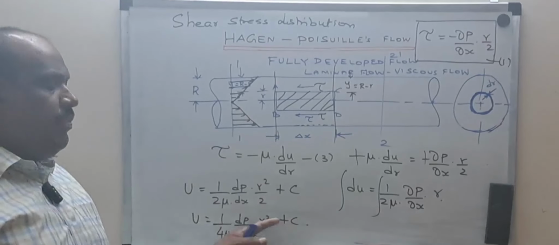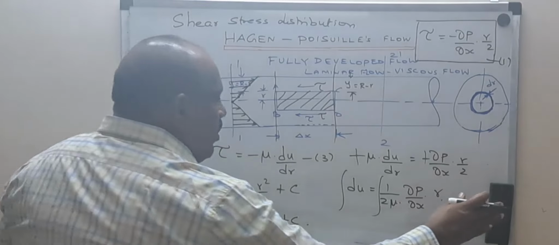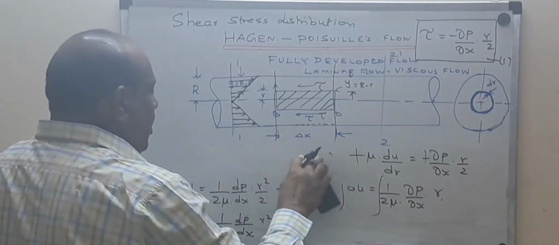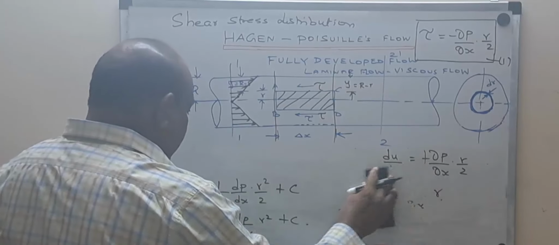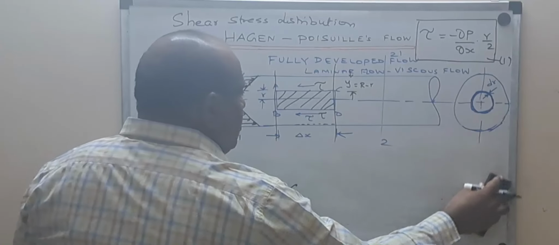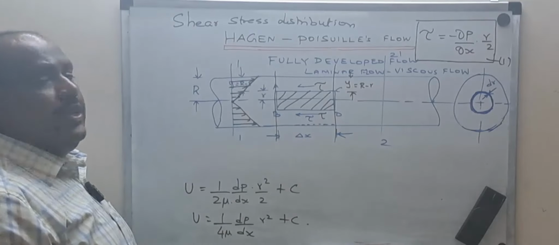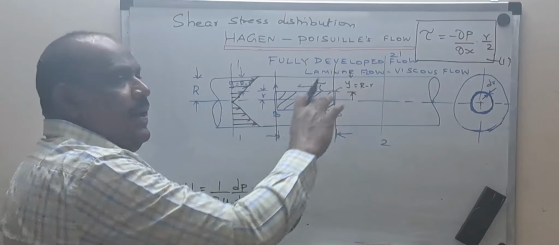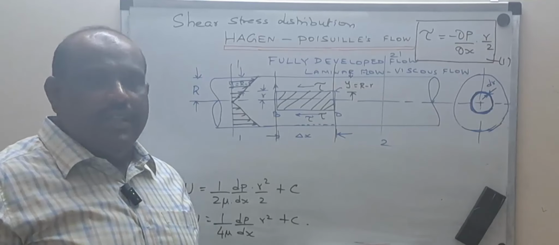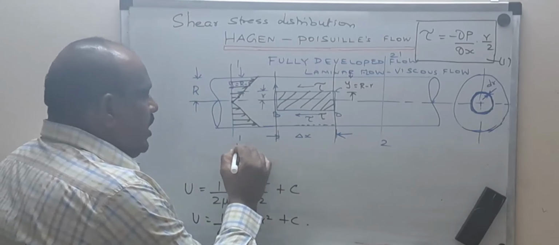Now I want to find the value of the constant of integration, namely c, by applying the boundary condition. So I hope I can erase it now. We got an expression for the velocity profile, which is given by u equal to 1 by 4 mu dp by dx into r squared plus c. But our objective now is to find the value of c. So you see, when the flow happens, what is the velocity of the fluid at the walls? It will be 0. Why is it 0? Because of the no slip boundary condition.